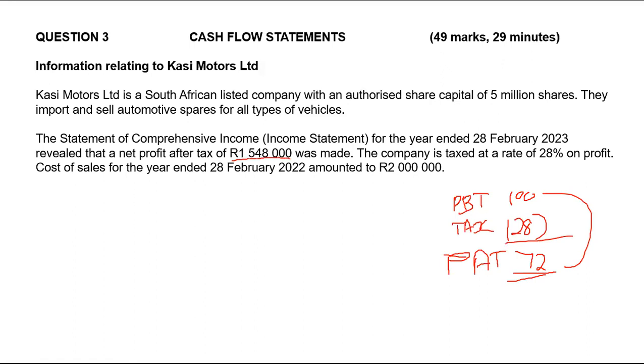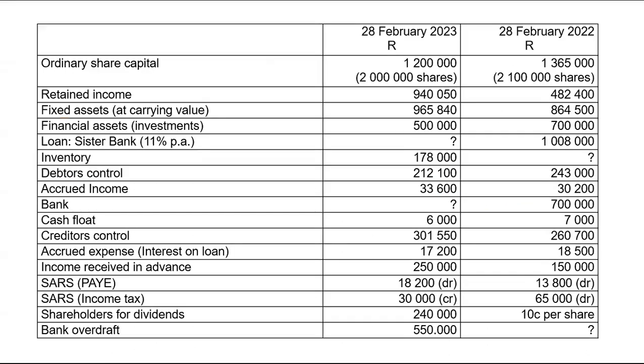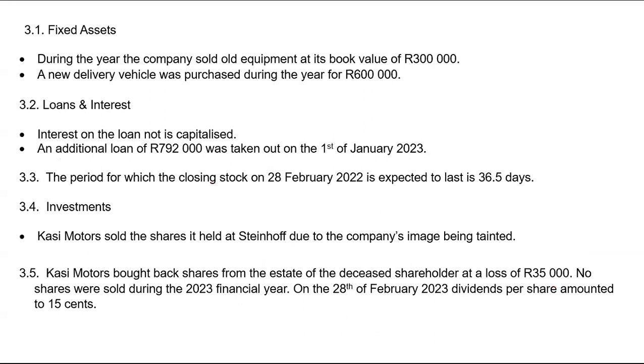1,548 is the 72, then they gave me cost of sales for the year ended 28th of February 2022, which is the previous financial year. Interesting indeed. Why would they give me cost of sales for last year? Just wonder. Anyway, let me just continue. And this is the information that I've got here. And this is another information that I have.